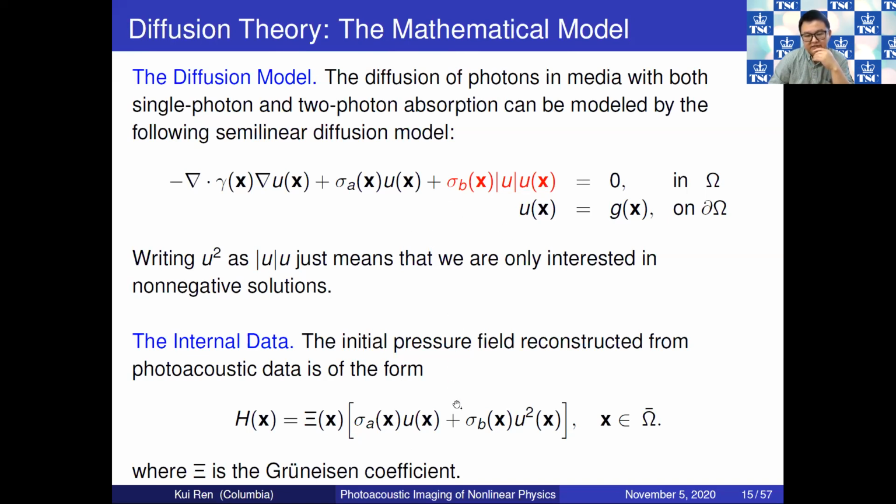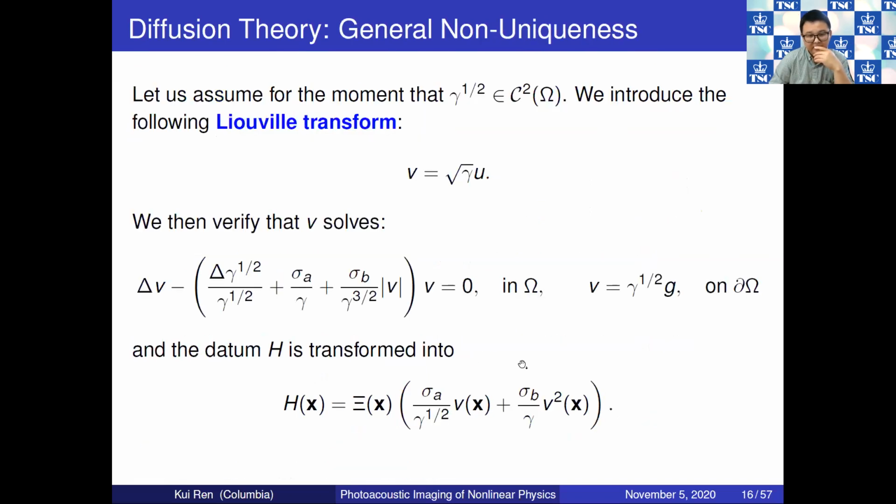What is good in this game is, of course, that you see sigma A times U and sigma B times U squared appear in your data in exactly the same manner as in the equation. This makes the whole problem much simpler than the transport case. Remember, in the transport case, what appears in the data is different from what appears in the equation. But in any case, you have this simple problem here. So how do you solve this problem?